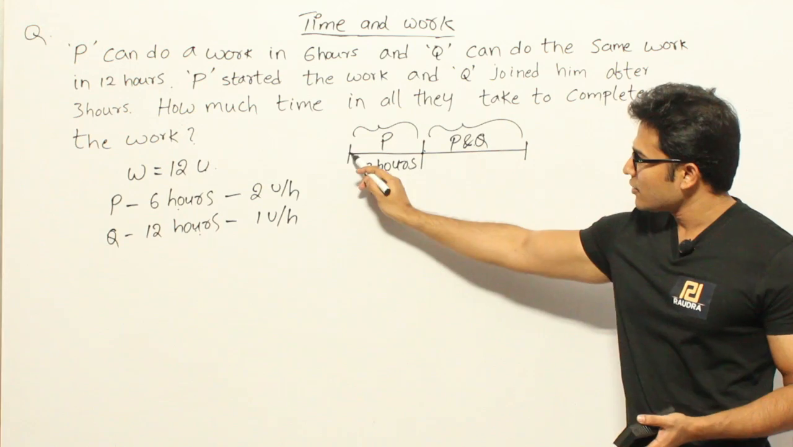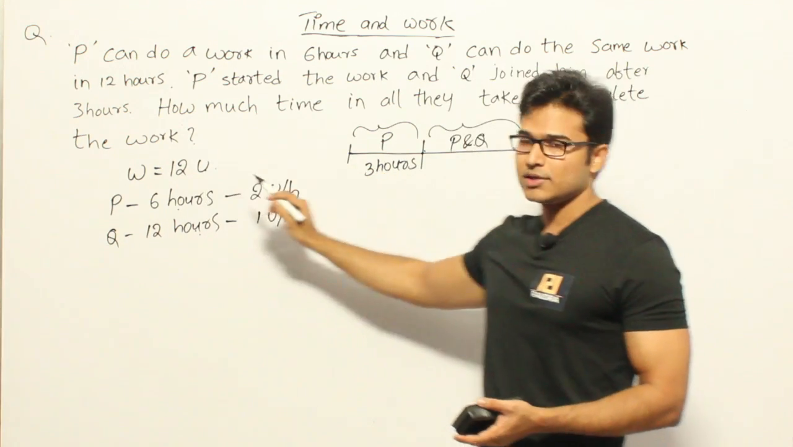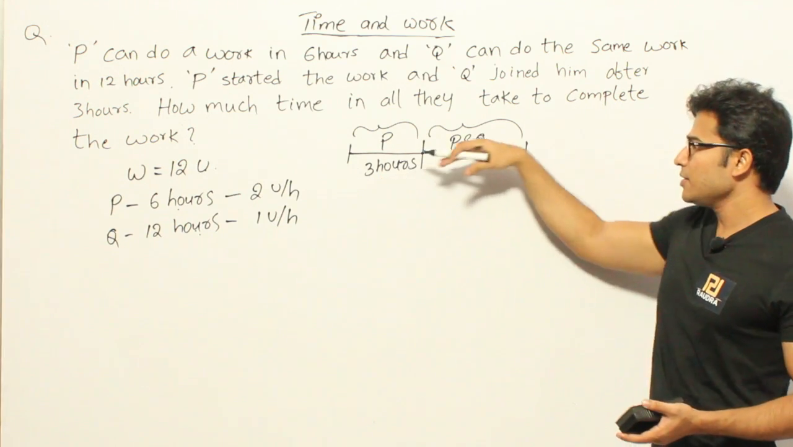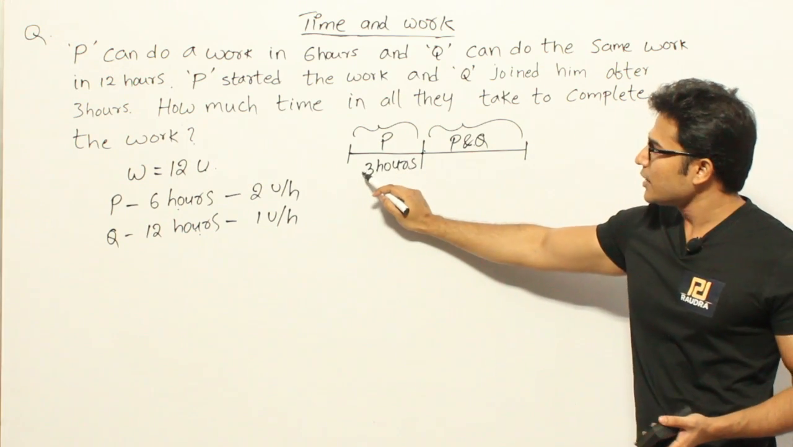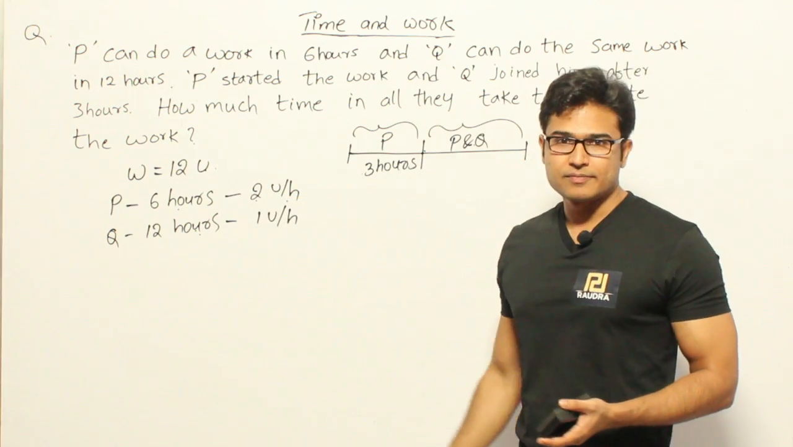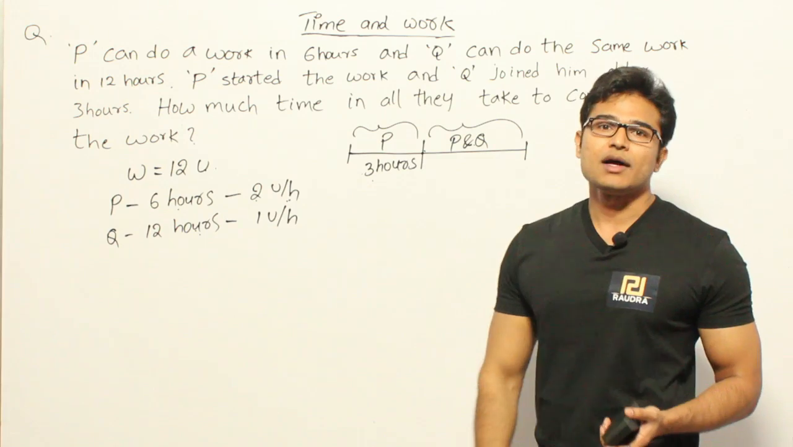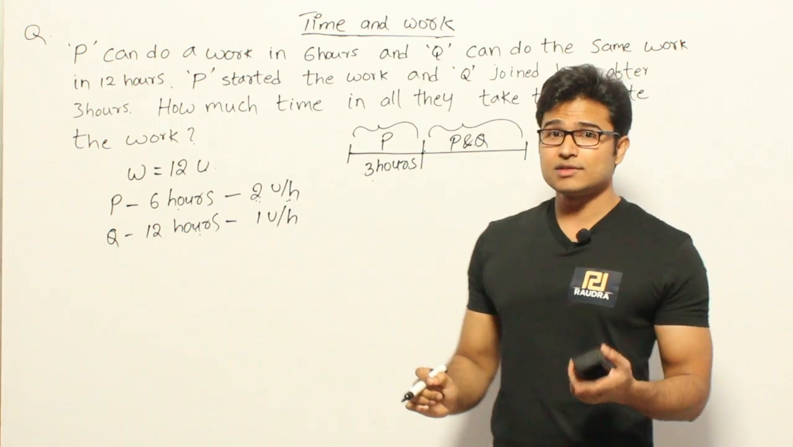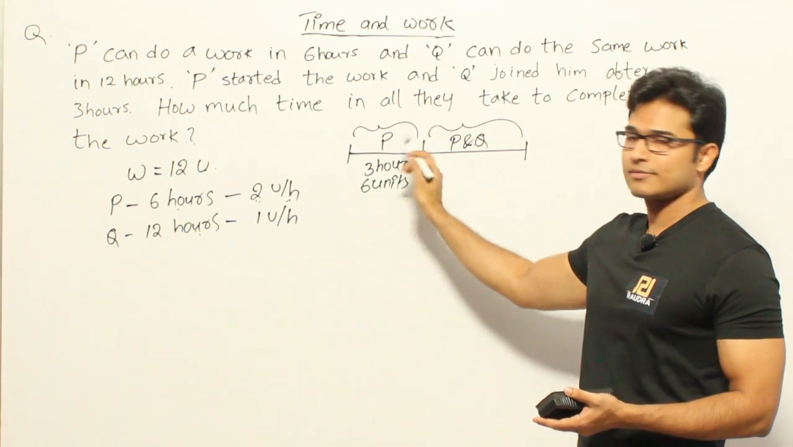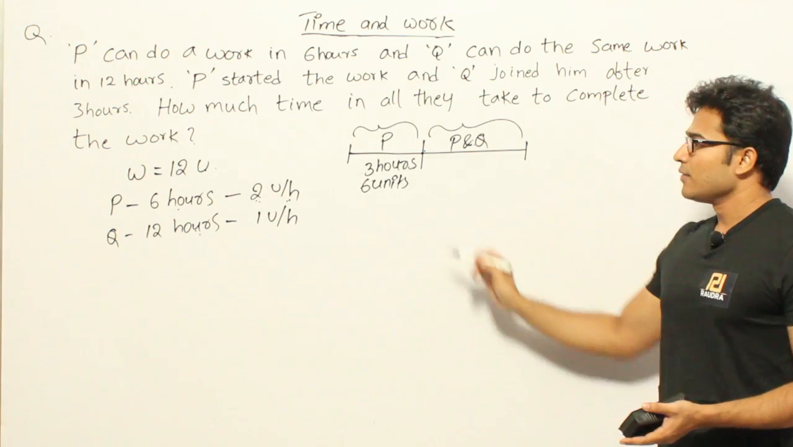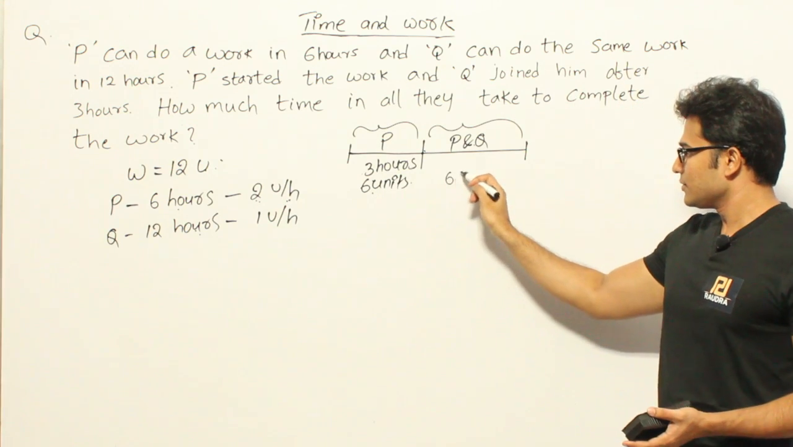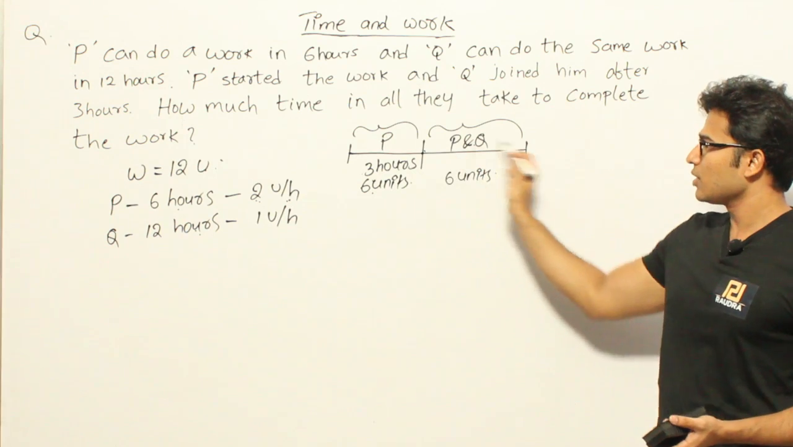Now let's try to find out how these 12 units of work are done. If you observe, the total 12 units of work has to be done first by P and next by P and Q. Let's see how much work is already finished by P in 3 hours. The rate of P is 2 units per hour, and he is working for 3 hours, so he is going to finish 3 into 2, which is 6 units. Therefore in these 3 hours, 6 units of work is done by P. Now how much work is remaining? The total amount of work is 12 units and 6 is done, therefore 6 is remaining. So 6 units is remaining for them to complete together.